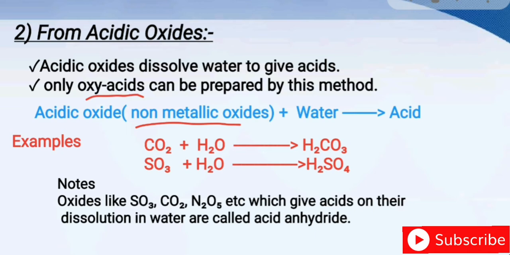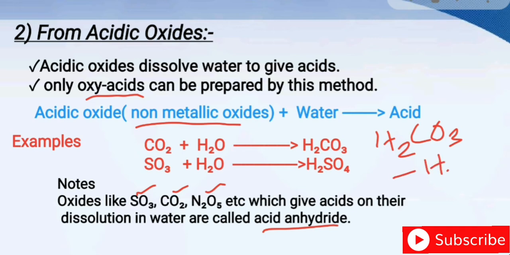Children, the oxides like sulfur trioxide, carbon dioxide, nitrogen pentoxide, etc., which give acids on their dissolution in water are called acidic anhydrides. Children, when you remove the water molecule from the acid, you will get the acidic anhydride. So, carbonic acid minus a water molecule gives carbon dioxide, and carbon dioxide is the acid anhydride of carbonic acid.